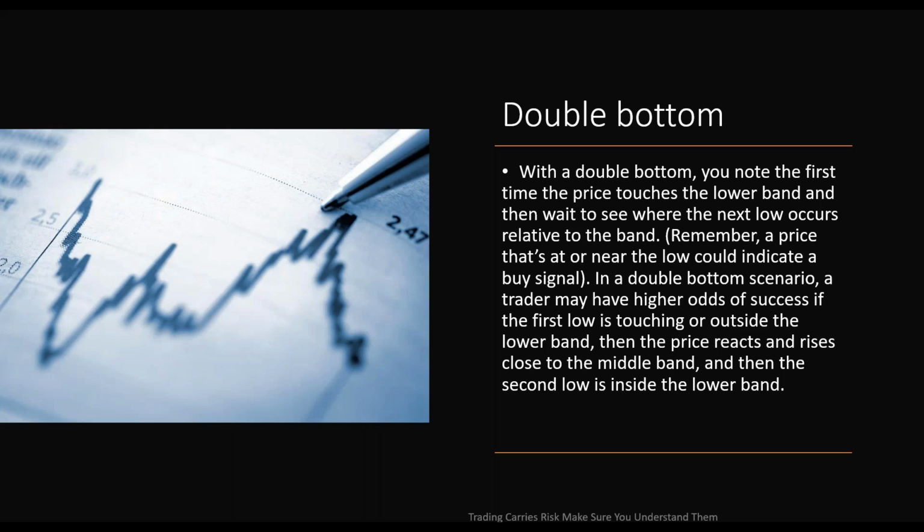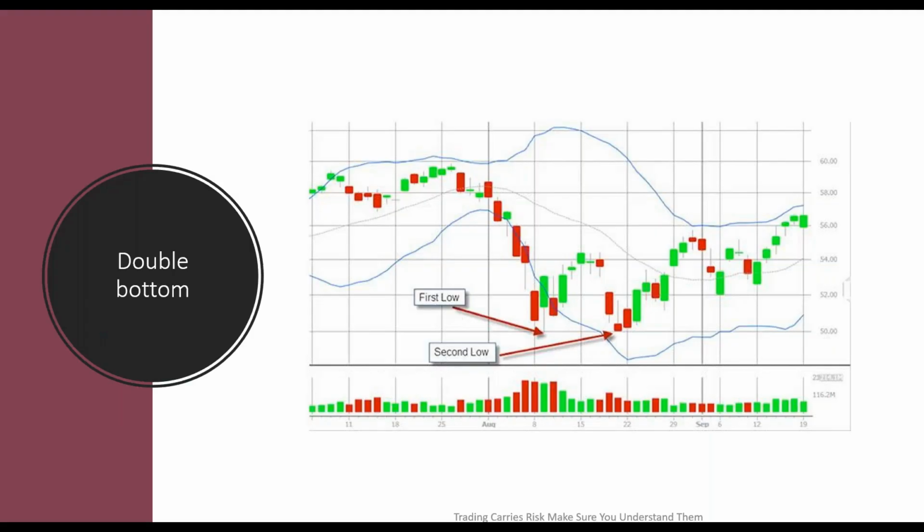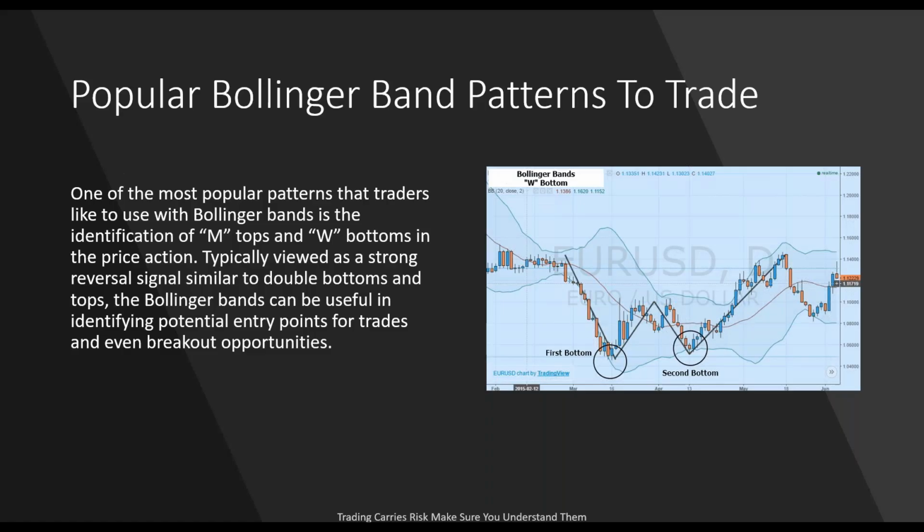But with a double bottom, you note that the first time the price touches the low band and then waits there to see, the next low occurs relative to the band. So with a double bottom, we have price moving in a downtrend. Here we have it riding the bands, price is actually moving in a downtrend. It gets rejected from the outer band and moves up. We have no idea it's forming any type of pattern at this point.